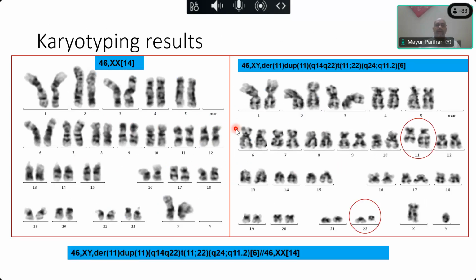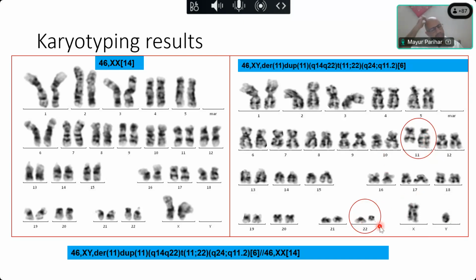When we did a karyotyping, as I said earlier, in karyotyping the tumor cells are cultured. They get an opportunity to grow. But what we saw was we also got about 6 metaphases which showed an XY. That means the tumor was coming back, and the tumor cells also had a translocation (11;22).